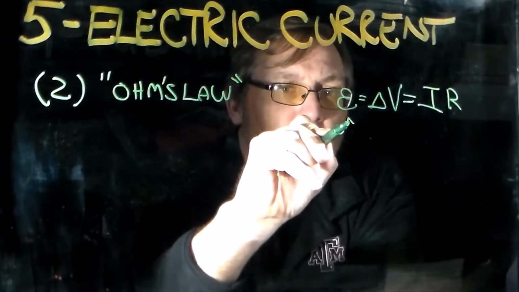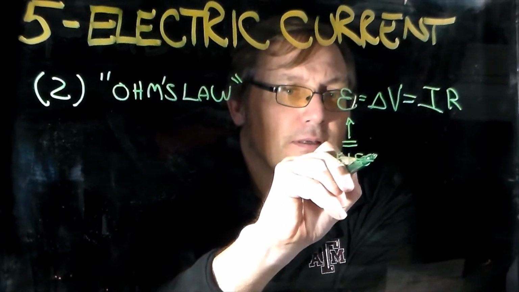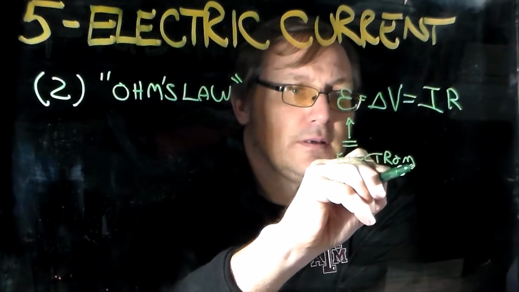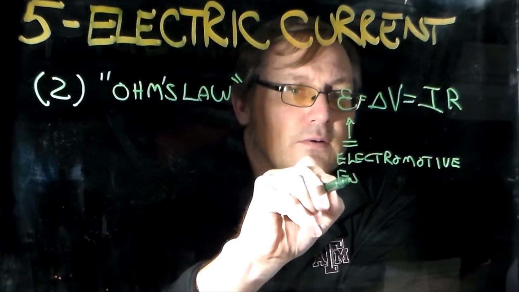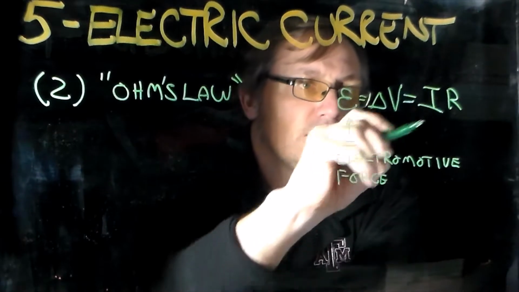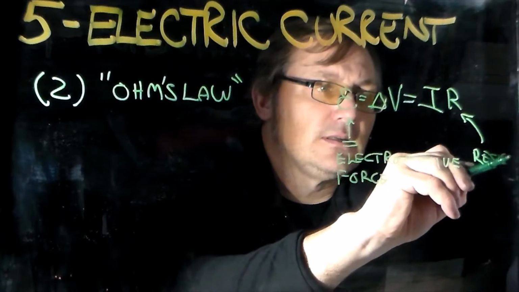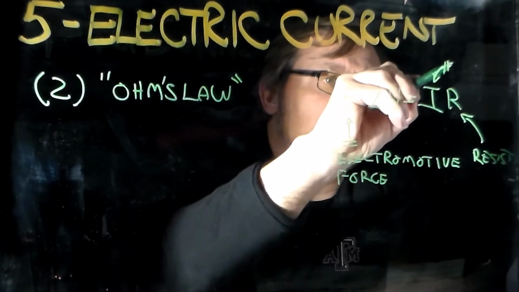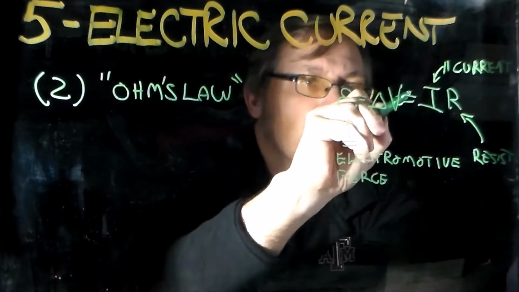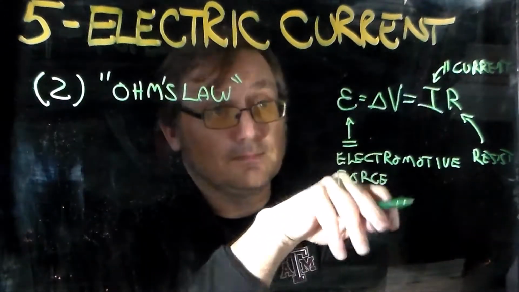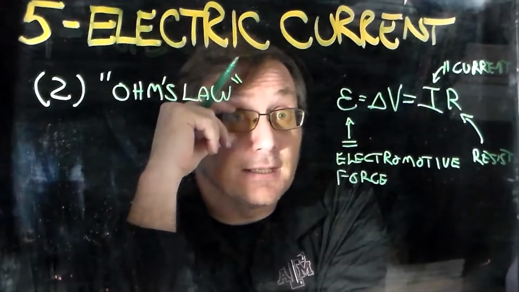So this is your electromotive force, which is the same as your potential difference. This is your resistance. And this is your current. So that's going to tell us what happens in a conductor.